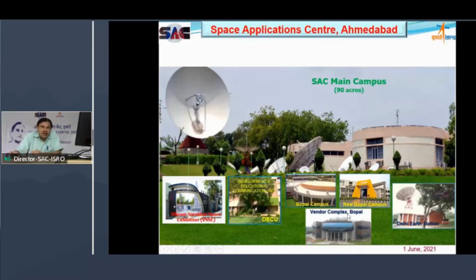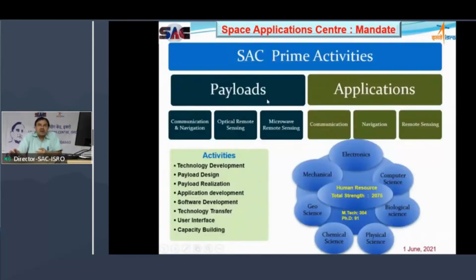Now we are starting a vendor complex, so it is like a very good corporate type of building here, where we will invite various private vendors who will come and do the work for ISRO. So this in nutshell is our campus. We do various activities related to payloads and applications. And why I'm showing this is that these are the activities.